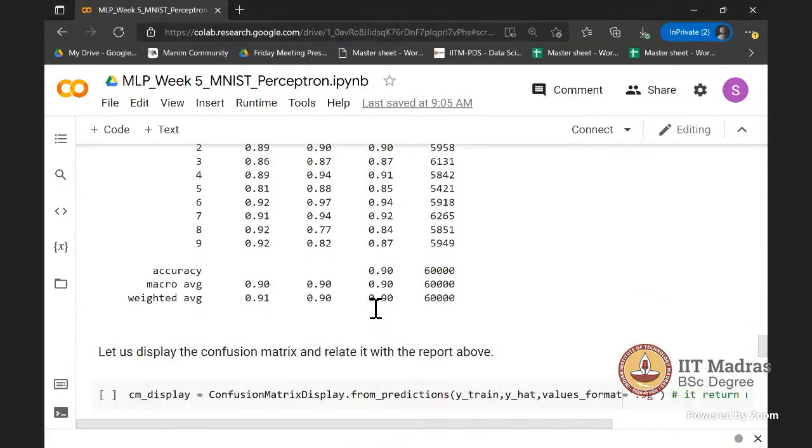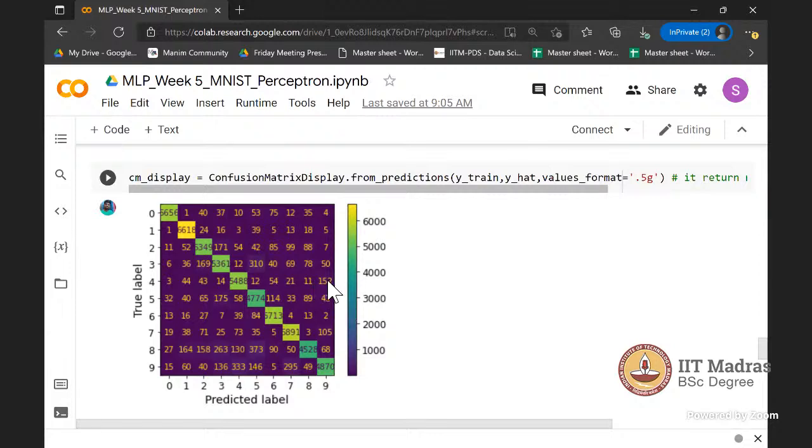Again, the classification report. This time the confusion matrix has 10 rows and 10 columns. Each column and each row represents a label.